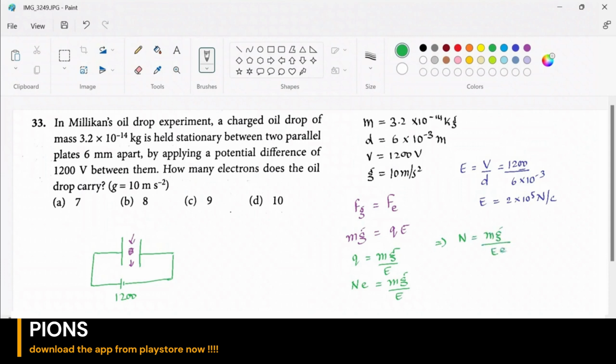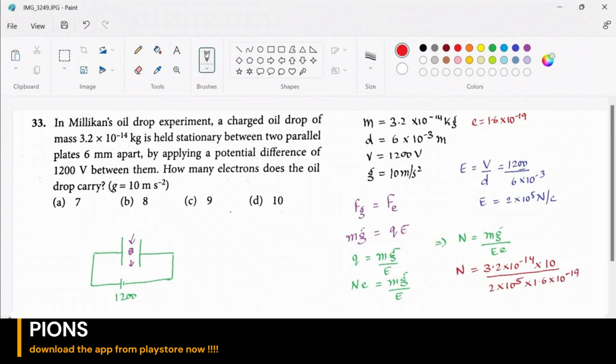Now what is e? I hope by now you should know, all of you. e is 1.6 into 10 raised to minus 19, the charge of a single electron. So what's our mass here? Mass here is given as 3.2 into 10 raised to minus 14. Acceleration due to gravity, it's already given in the question to take 10 meter per second square. The electric field 2 into 10 to the power 5, and electronic charge 1.6 into 10 raised to minus 19. Let's simplify and check what we get for the number of electrons.